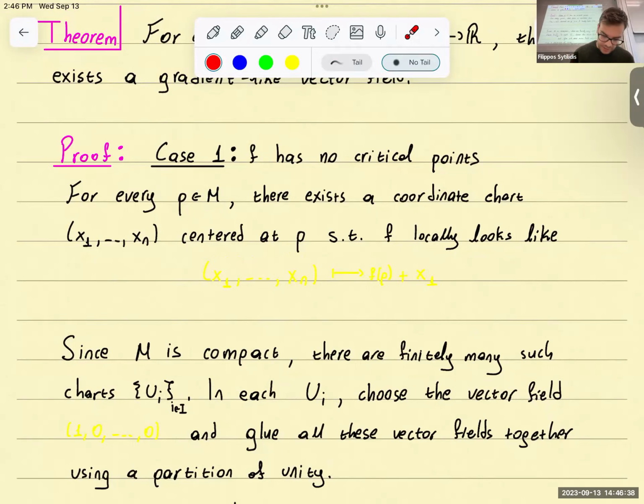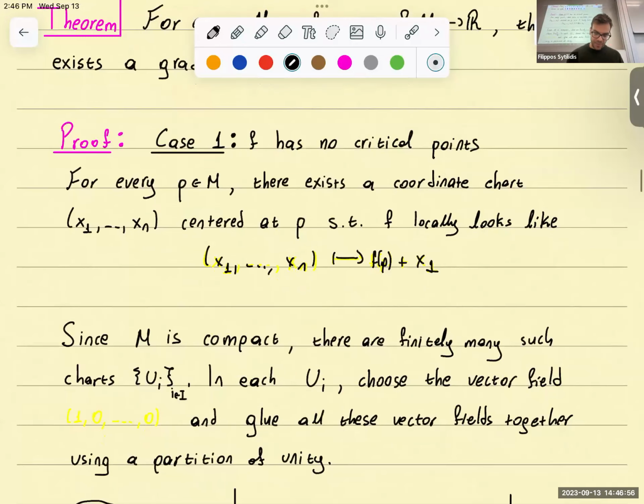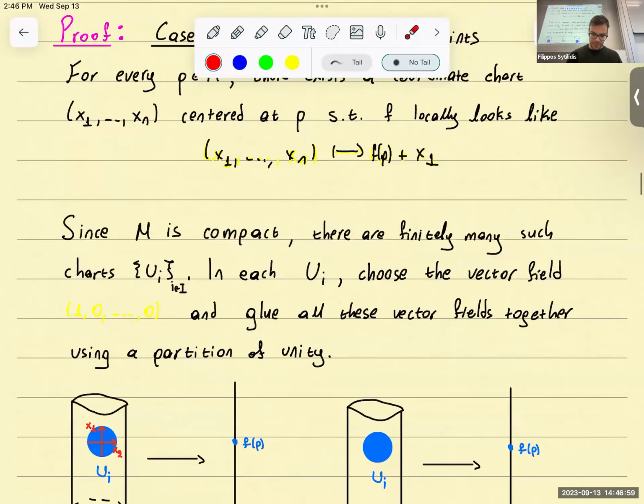a coordinate chart centered at P, so that f will locally look like f of P plus x1. Yes, that's one of the conditions of being a submersion at P. And that follows by the implicit function theorem, but let's not go there.